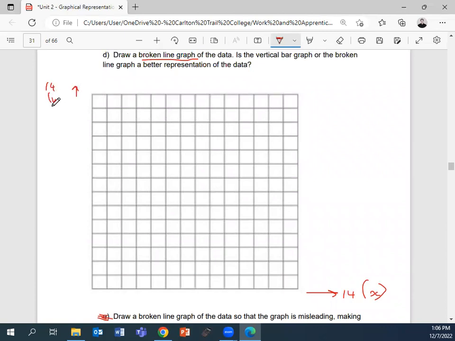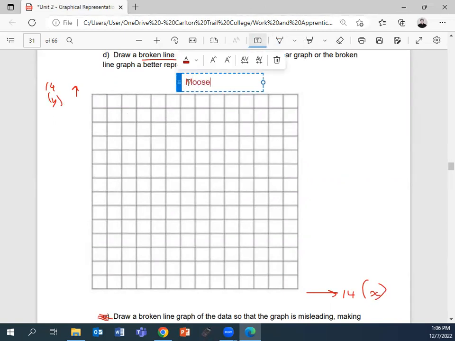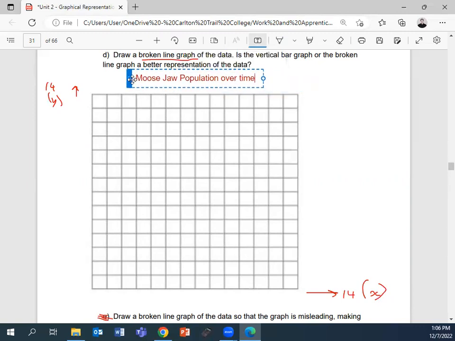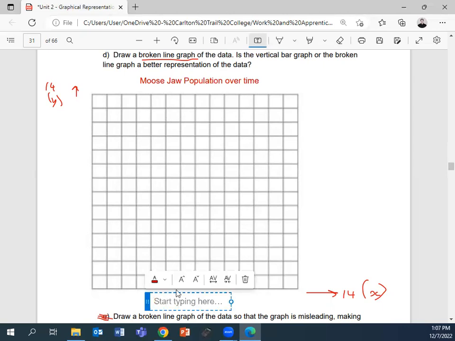This is our y-axis. So if we want to turn this into a broken line graph, we title it Moose Jaw Population Over Time. What do we think we'd put on the x-axis on the bottom here? The population or the year? For the broken line graph of it on question D, we use the year, right? You want to usually put time on your x-axis here. So we would just say that, hey, this is the year.